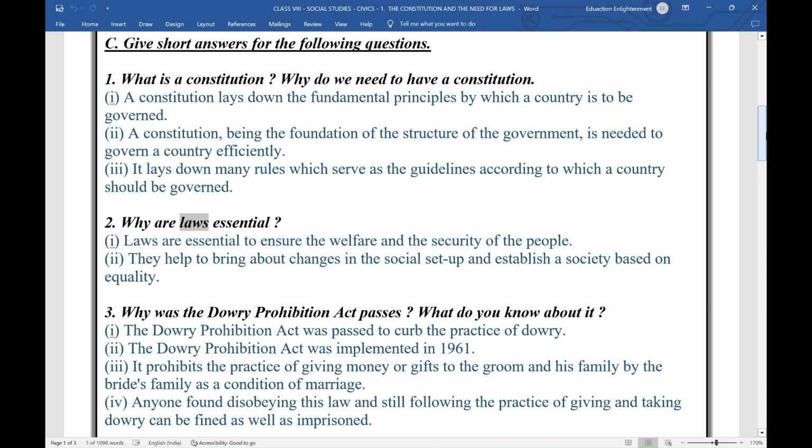2. Why are laws essential? I. Laws are essential to ensure the welfare and the security of the people. 2. They help to bring about changes in the social setup and establish a society based on equality. 3. Why was the Dowry Prohibition Act passed? What do you know about it?